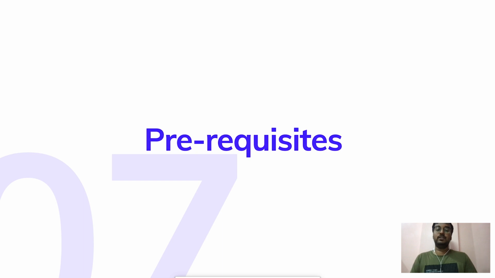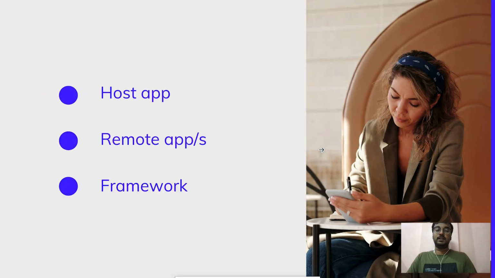So since we now have an idea of both what a micro frontend and Module Federation are, what are the prerequisites? If I wanted to develop a micro frontend based on Module Federation, what would the prerequisites be? The very first thing we'll need is something called a host app. A host app, also referred to as a shell app, will host multiple micro frontends.